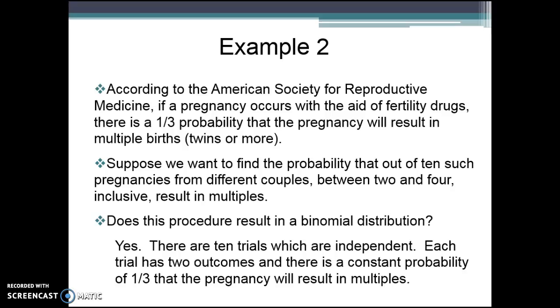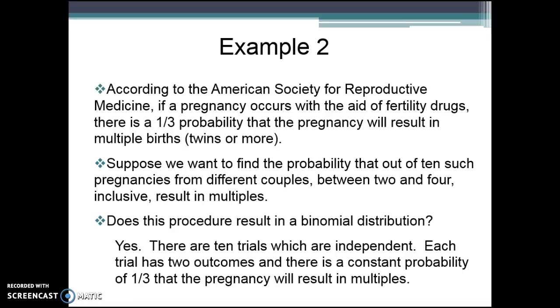Okay, so another example. Suppose we found out that for pregnancies that occur with the aid of fertility drugs, 1/3 of them result in multiple births. So if we took a sample of 10 pregnancies, different couples, what's the probability that between 2 and 4, including 2 and 4, would result in multiples?